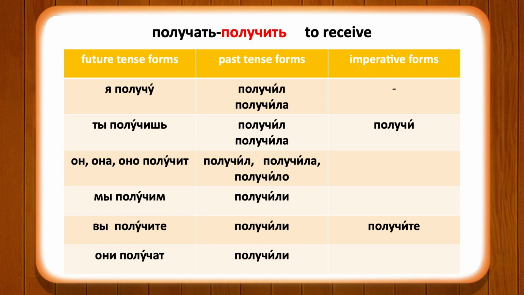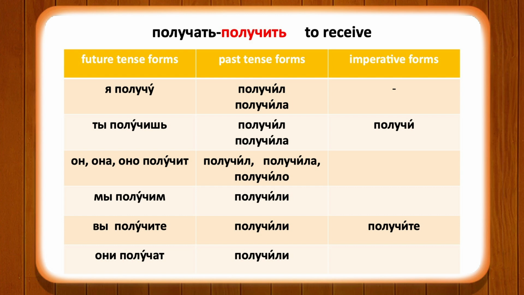The next verb is paluchich. Paluchich is the perfective aspect verb. The imperfective counterpart of this verb is paluchach. It means to receive. Let us learn the conjugation of paluchich.